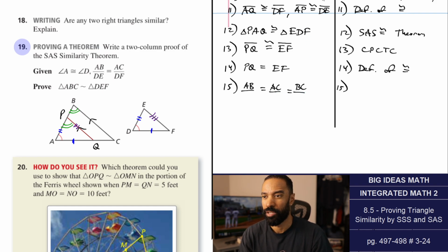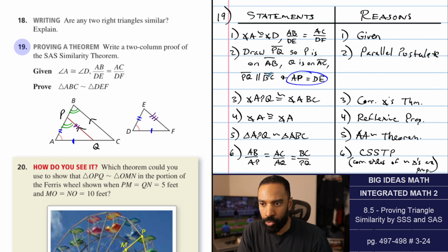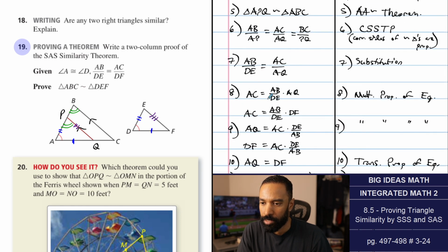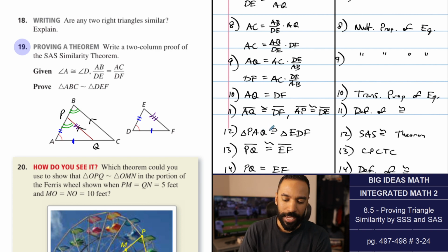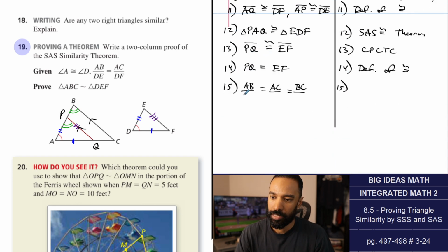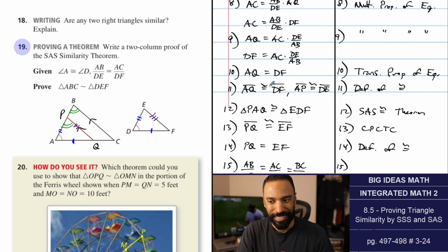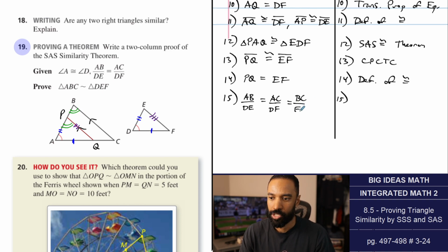This is a tough proof. AB over, I hope I didn't mess anything up. AB is equal to, where's AB? Excuse me, not AB. Wait, hold on. What did I just erase? AP, AQ, PQ. AP is equal to DE. So substitute. AC is equal to, did I say AQ? I think I said AQ. So AQ is equal to DF. And then PQ for BC is equal to EF. So that is a substitution of the bottom part.